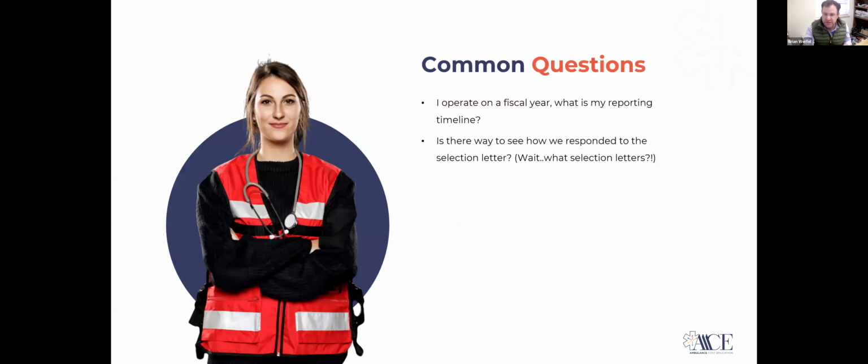I believe we touched on this, but if you operate on a fiscal year, your reporting timeline is the 12-month period that's based on the first day of that fiscal year, and then you have 5 months from the end of that fiscal year. Now, the way this worked is your MAC, and more recently Palmetto on behalf of all of the MACs, would have reached out to you and asked you to reply back to them to let them know whether you intended to report on a calendar year or a fiscal year.